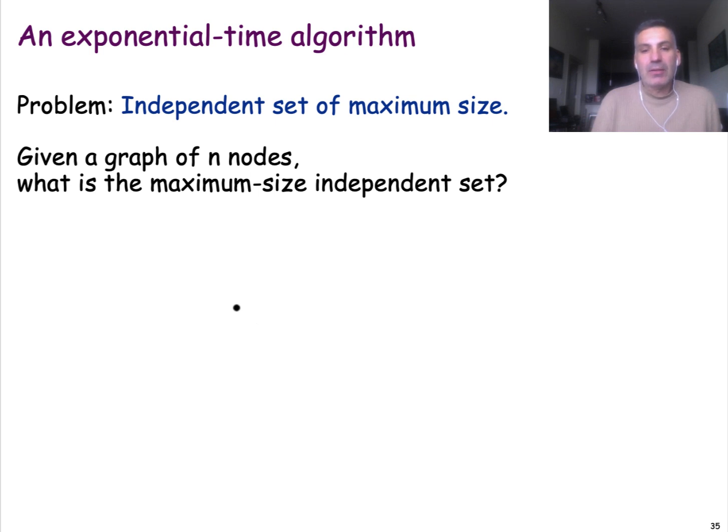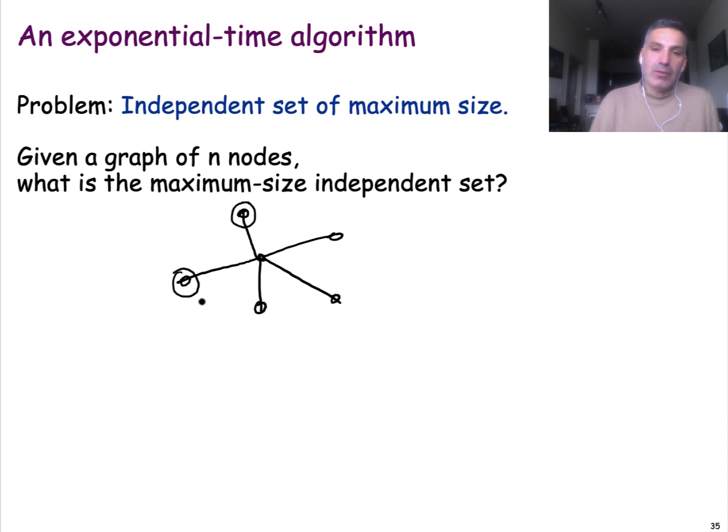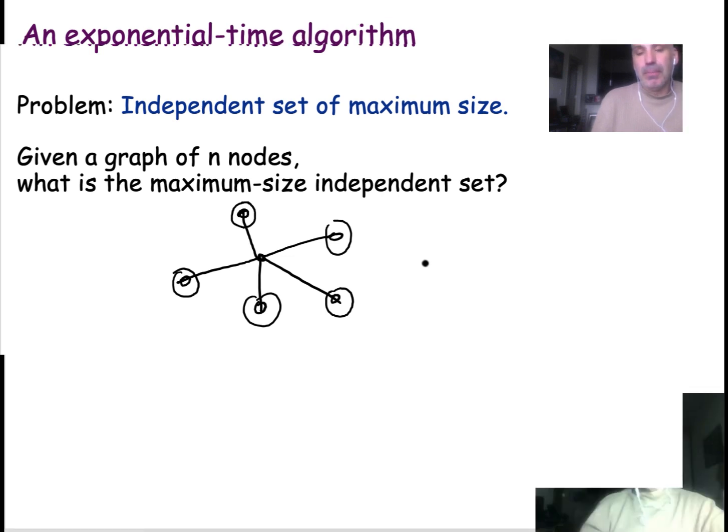For example, suppose that the graph looks like this. What is the maximum independent set in this graph? If you think about it, you can include in the independent set this node, this node, this node, this node, and this node. These are 5 nodes, and they form an independent set because none of these 5 nodes is connected with another node in this set. So how would you write an algorithm to find the maximum independent set in a general graph of size n?